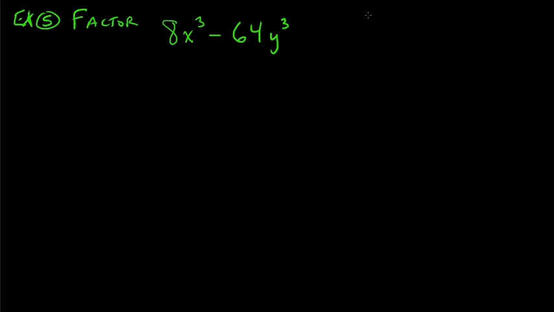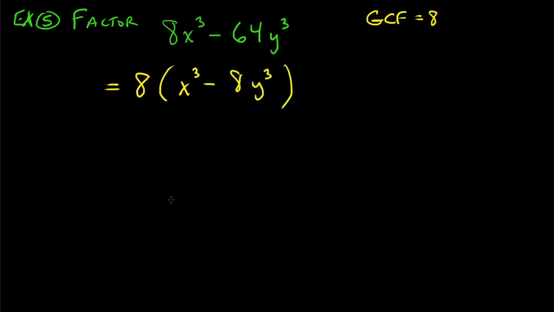Okay, so I hope you factored out the GCF, which is 8. Factor out the 8 first. And you get 8 times x cubed minus 8y cubed. So that should be a little bit easier here, right? Because 8 is a perfect cube. It's 2 cubed, right?